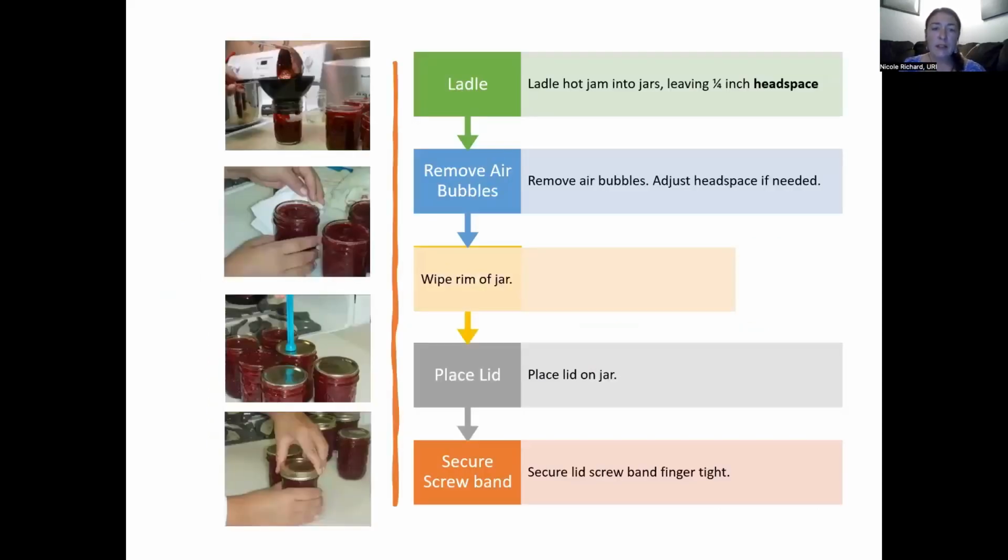And when you're doing everything, you can sort of do it in a process. Ladle the hot food into the jars. Make sure you leave the 1/4-inch headspace. Run a plastic knife or something plastic around the jar to remove any air bubbles and adjust the headspace if needed. Wipe the rim of the jar. You can just stick a paper towel in the hot water if it's not too bad and use that. Place the lid on the jar and then secure the screw band finger tight.